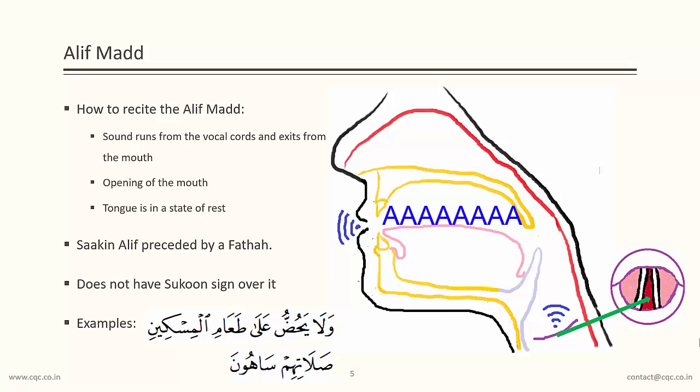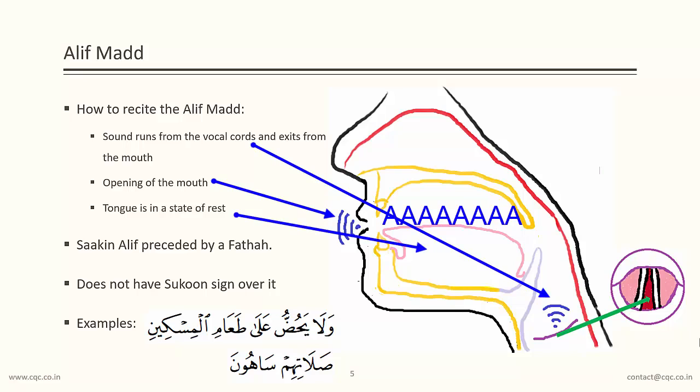you will notice that when you recite the Madd, while the sound emanates from the vocal cords, you open the mouth while the tongue is in a state of rest. So these 3 things are happening simultaneously: sound emanating from the vocal cords, the mouth being opened, and tongue being in a state of rest. You see? And take care that you don't abruptly break this sound by closing the vocal cords at the end of it. For example, saying no, this is not correct. So let the sound fade smoothly.